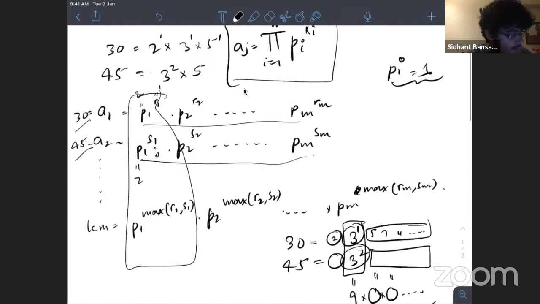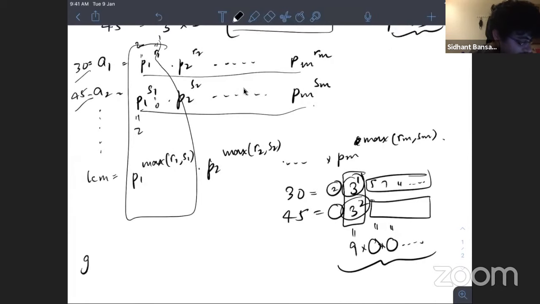Okay, and just to know, GCD, which is basically the highest common factor, comes out to be the min function on top, and so on. Again, P2 to the min of R2 comma S2, and so on. So that's the only difference. Here there's a max, here there's a min, in the LCM and GCD.